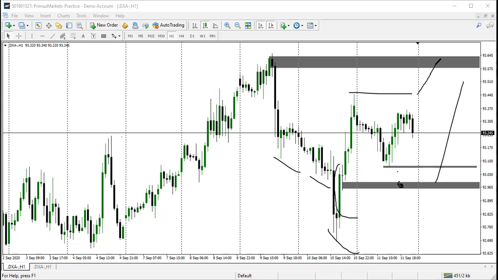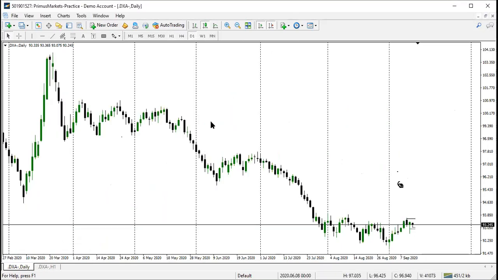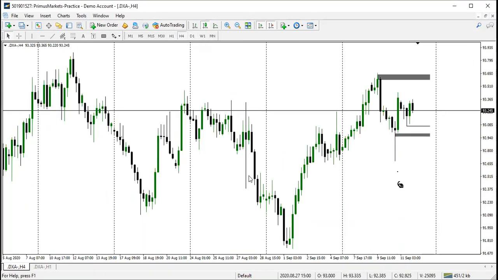then market pull back to this zone, then we can see a short-term trade. Then probably during Wednesday, we can find some other direction that this market might go to. But I'm still expecting it to go higher based on what I have here. So that is for dollar index.